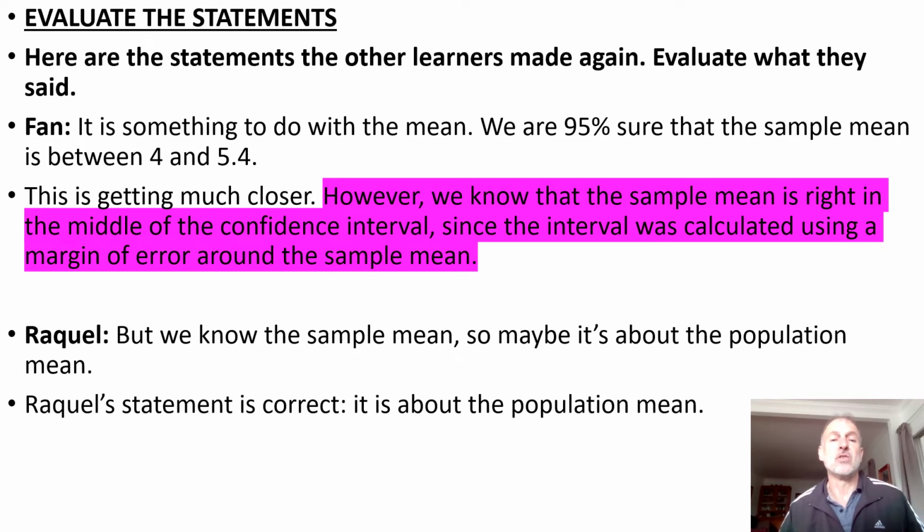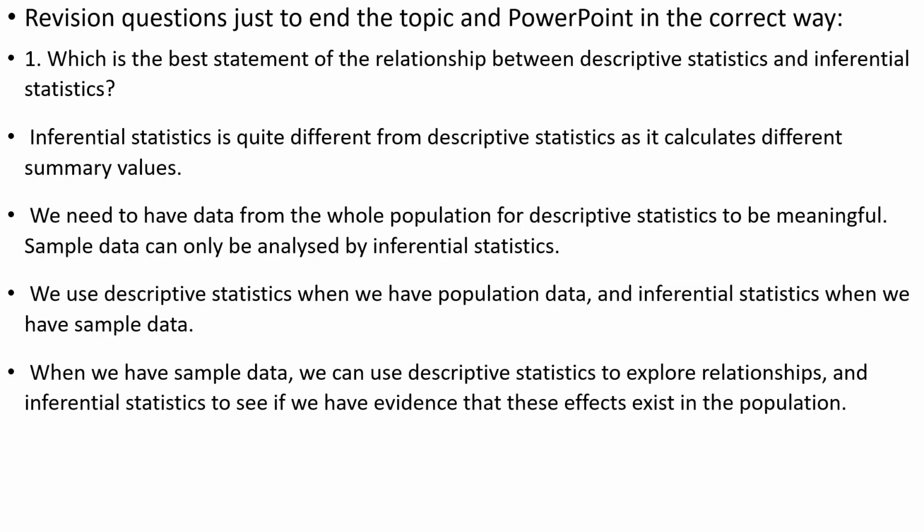And Rachel's statement is correct. It's about the population mean. So just remember that. Whenever we talk about population or confidence intervals, it's about the population mean. I want to do some revision questions just to end the topic, and it's always a good way to end the topic to basically test what you've learned.